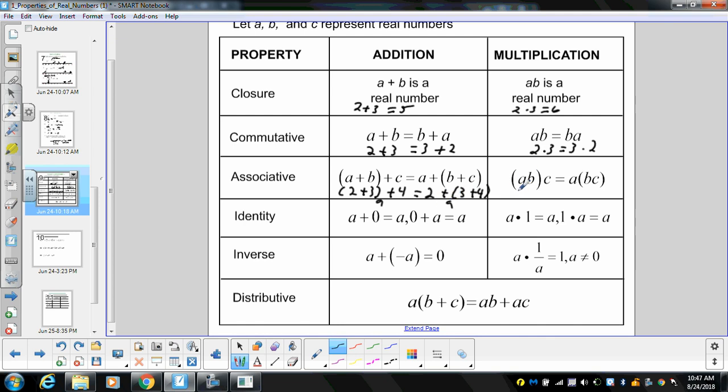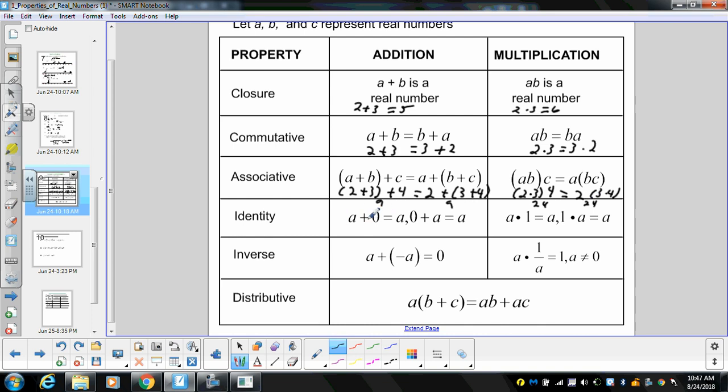Same thing with multiplication. If I do 2 times 3, and then the 4 on the outside, and then over here now I put the 2 on the outside, and I do 3 times 4, well, I should get to the same thing. 2 times 3 is 6, 6 times 4 is 24. Over here, 3 times 4 is 12, 12 times 2 is 24, so you know it works out.